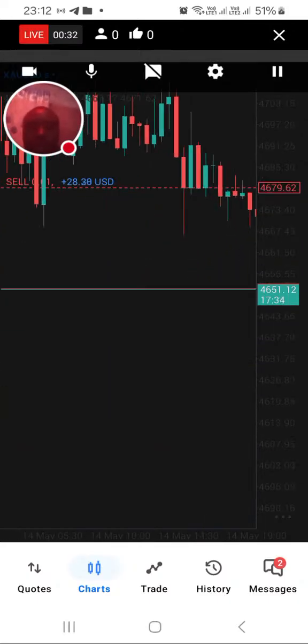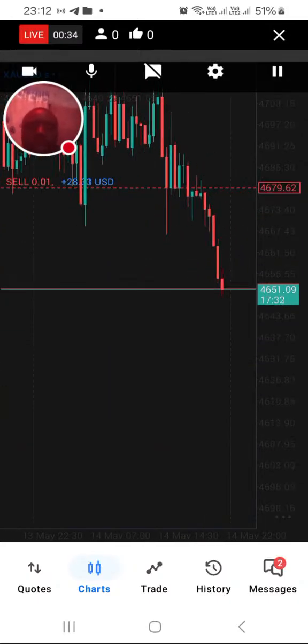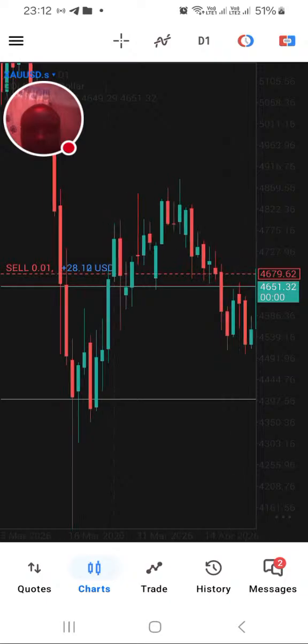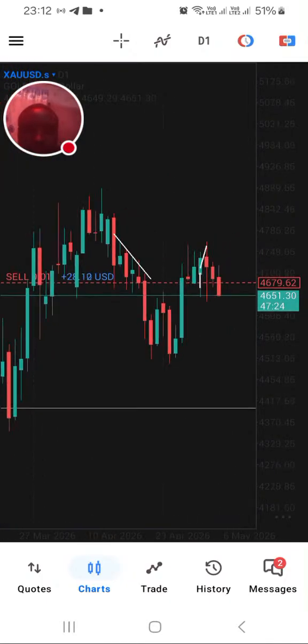So the first thing that we ask ourselves, many people ask, Mr. Risk, do you use multiple time frames? Yes. Let's start from the daily time frame, guys. This is from the daily time frame.